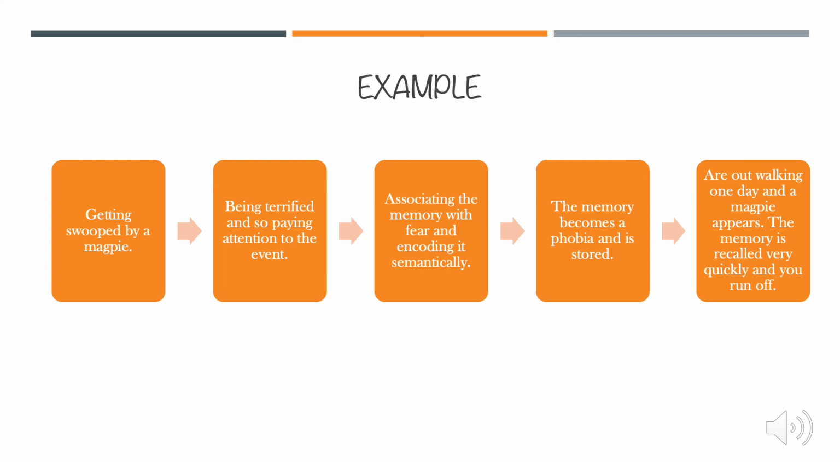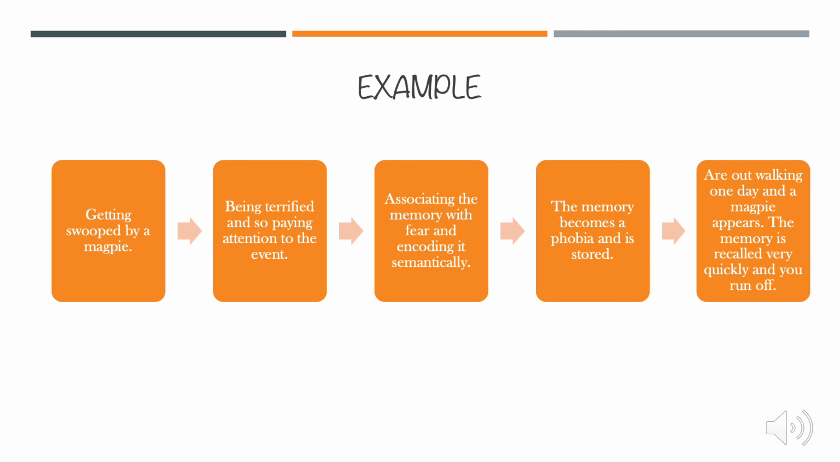Okay, so we're just going to go through an example now just so that you can see the 5 steps in action. I've chosen to do getting swooped by a magpie because this is something that has happened to me a weird amount of times, and so it's quite a strong memory for me to be able to talk about. The first thing that happens, your stimulus from the environment, you might get swooped by a magpie. The next step, you are maybe terrified, and so you pay attention to this event and it becomes a memory for you.